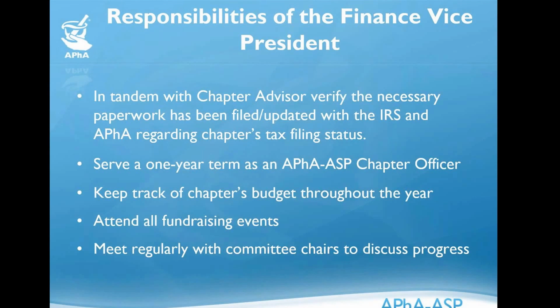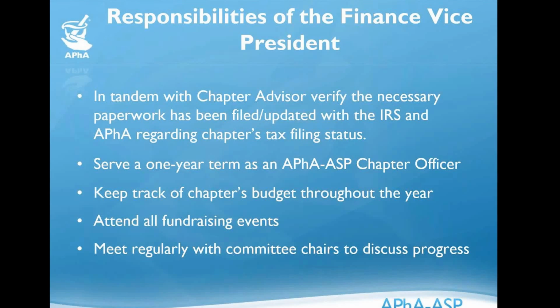But your job is to make sure that they get the information that they need and that the file has been updated and filed with the IRS. So you'll want to make sure that you maintain contact with your chapter advisor about that status. You, of course, are going to serve a one-year term as an APhA ASP chapter officer, and you are going to keep track of your chapter's budget throughout the year. We are going to talk about budgeting in just a few moments. And it's also an expectation that you attend all fundraising events.